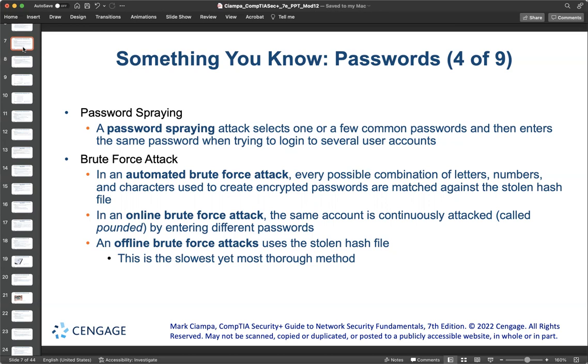So a brute force attack is an automated attack in which every possible combination of letters, numbers, and characters is used to create encrypted passwords and match them against the stolen hash file to see which one is going to generate the same hash. There's also an online brute force attack, in which the same account is continuously attacked. We call it pounding, by entering different passwords. Of course, each time that we enter a different password that is not correct, we're going to get an error. But if you are persistent enough, you're going to find the final password, whether within a minute or within 200 years, right?